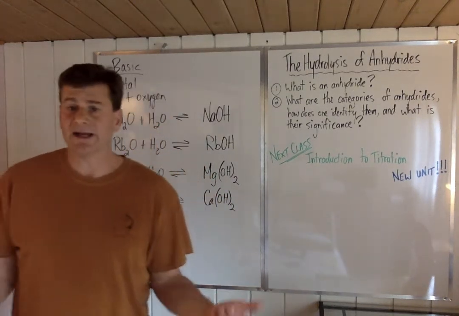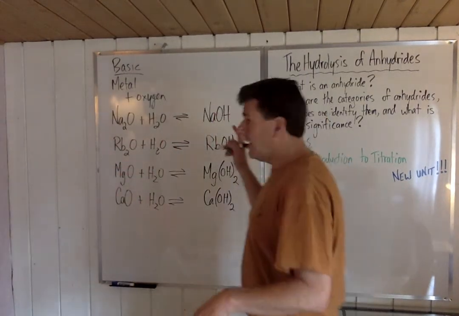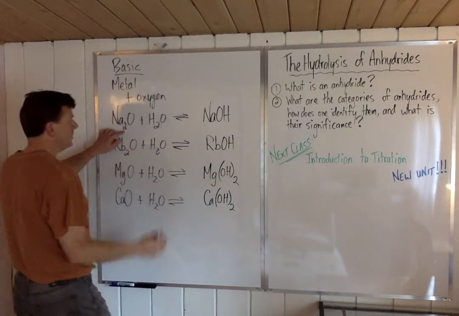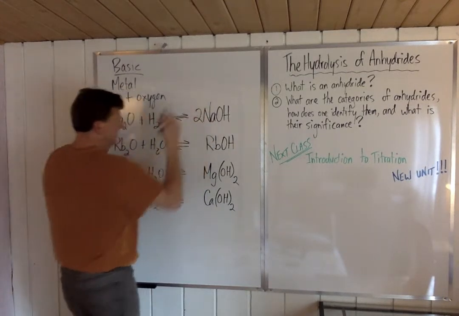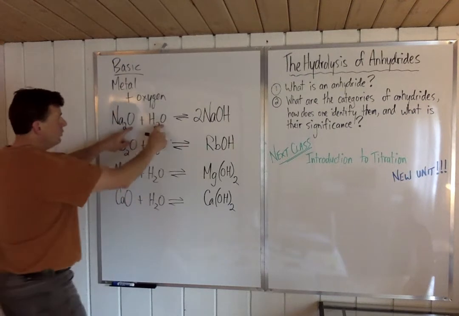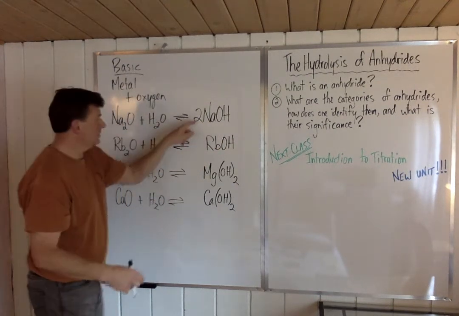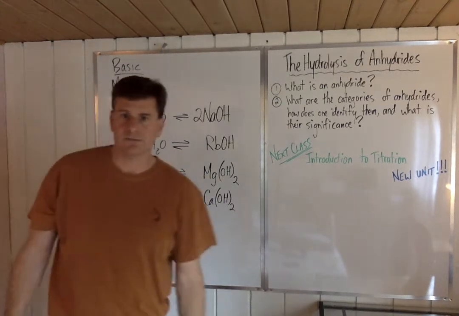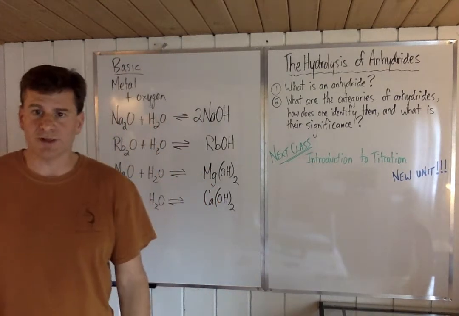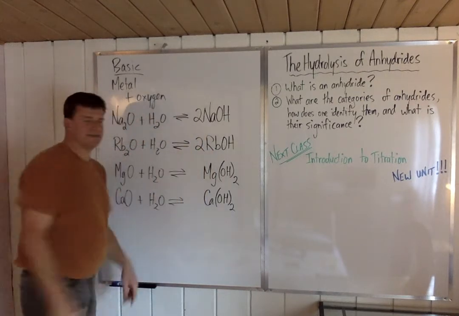So then I go back and I say, okay, so let's balance these guys. So over here, I've got 2 sodiums. I need a 2 in front of that. So the sodiums are balanced. I have 2 oxygens, 2 times 1, that's 2. Perfect. 2 hydrogens, 2 times 1 is 2, okay, balanced. So all I needed to do was put a 2 in front of that. This guy is exactly the same.